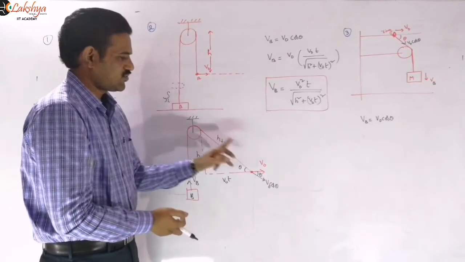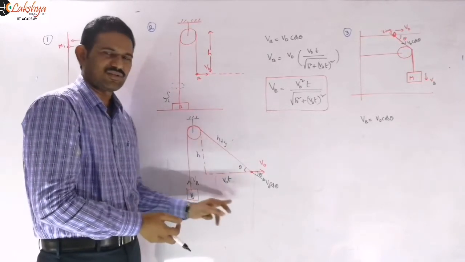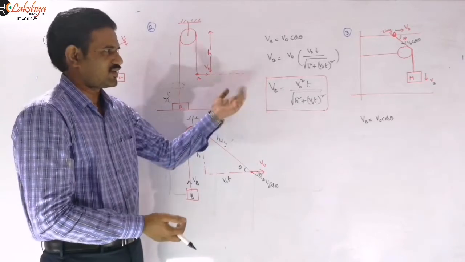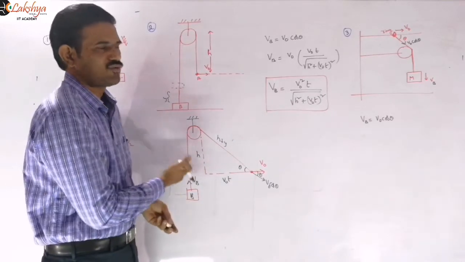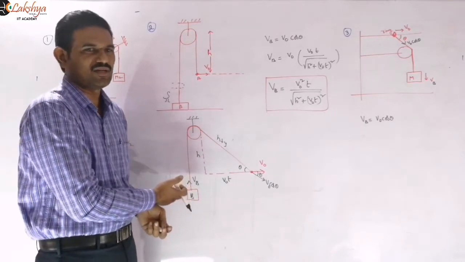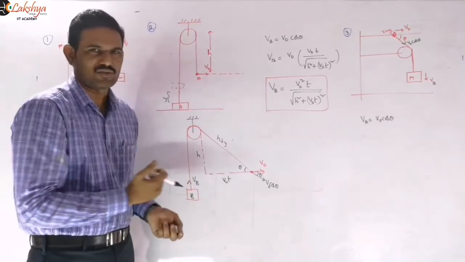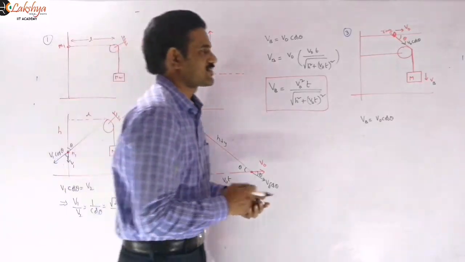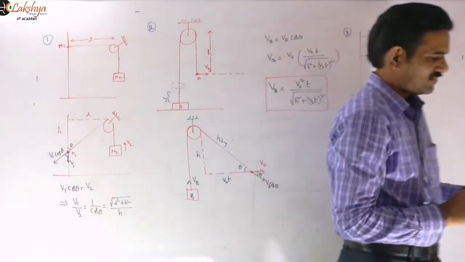So now you can use the Pythagoras theorem for this triangle and you can differentiate that. You will get the same value there. Now there you need to replace dy by dt with the velocity of this block, right? And then next, this problem here.